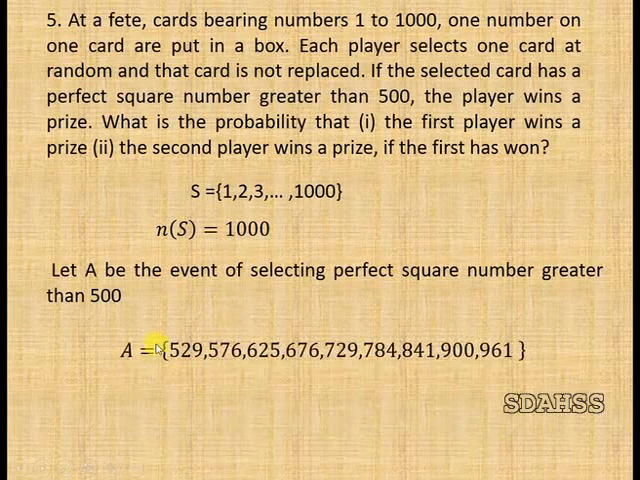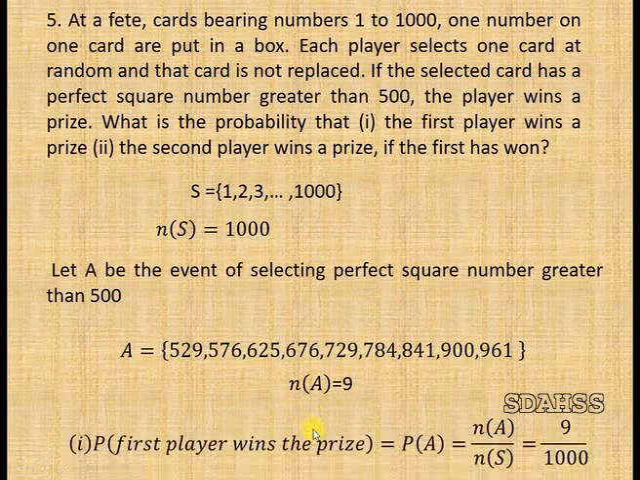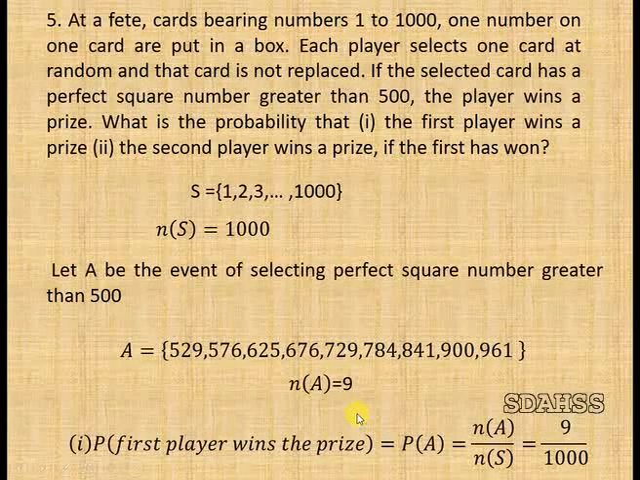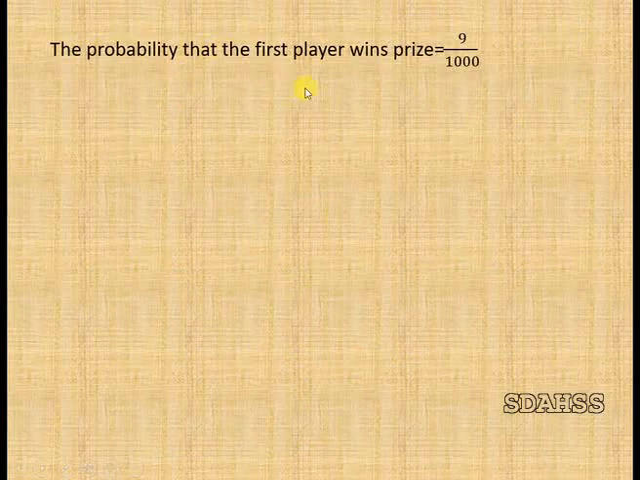That is A is equal to 529, 576, 625, 676, 729, 784, 841, 900, 961. These are the perfect square numbers greater than 500. So n of A is equal to 9. P of A is equal to n of A by n of S, that is 9 by 1000. The probability that the first player wins a prize is equal to 9 by 1000.